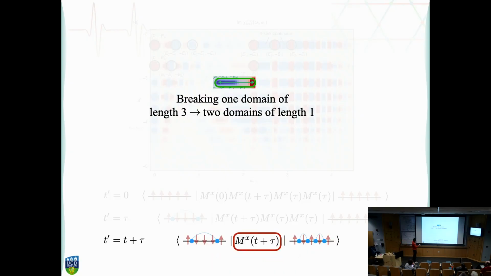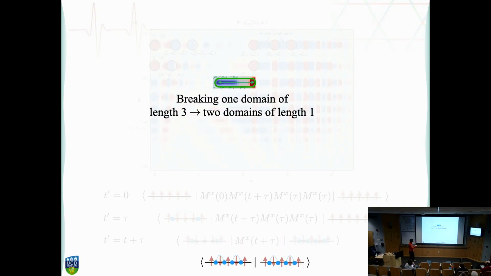And the reason why I drew this, why this only happens here and not here or here, is because if you want to break a domain into two smaller pieces, you have to have a domain of at least size 3. If you have only 2 flipped spins, you can't break it into a smaller domain. So the minimum size is 3, right?